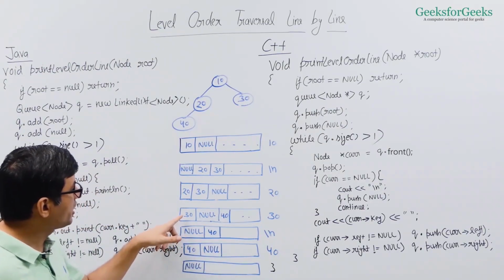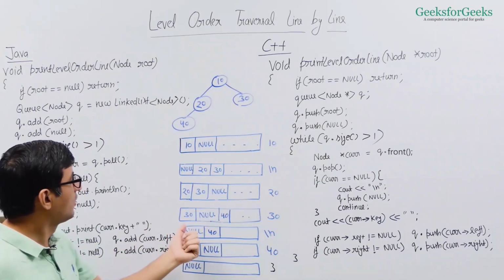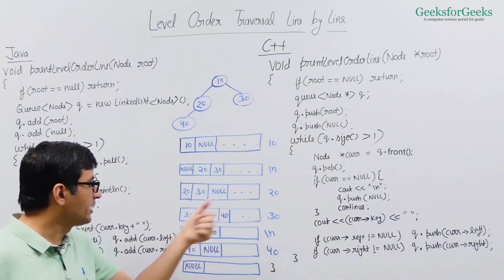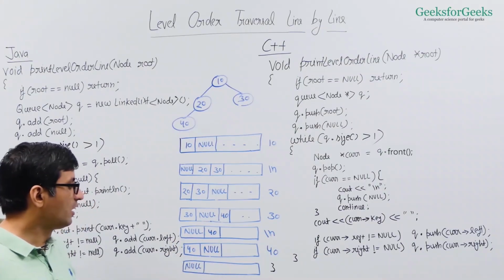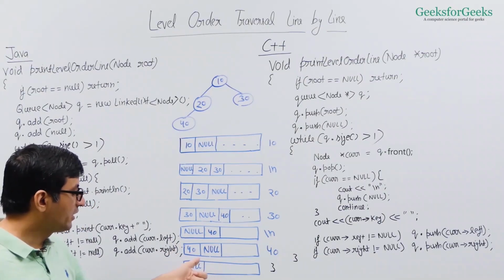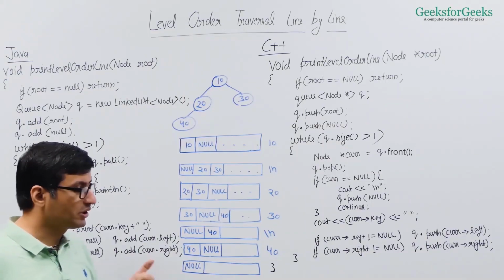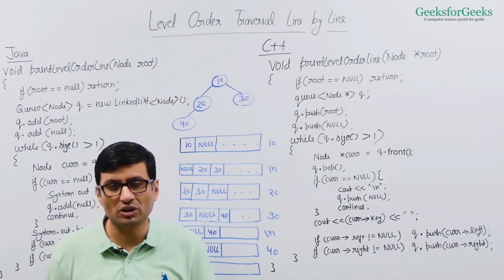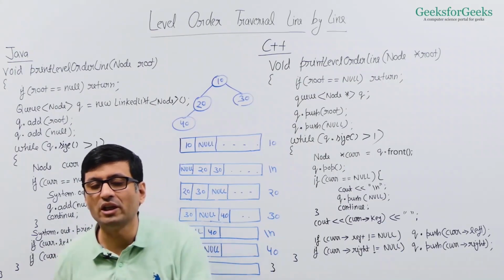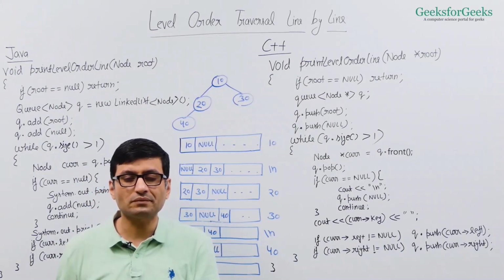So when we take out 20, we simply print it. Then we take out 30, we simply print it. Then we see a null, so we push another null. Now we take out 40 and print it. Now we see a null. When your queue size becomes 1, it means you have only null left in the queue. It means you need to stop the level order traversal line by line.